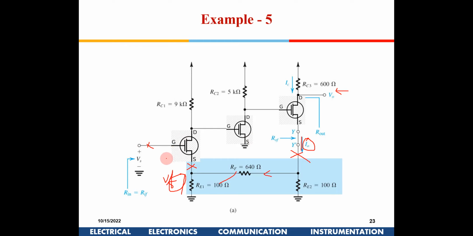Sir, here below this transistor, why are you removing this connection? Because this current source is no more there. That's why I'm doing it.